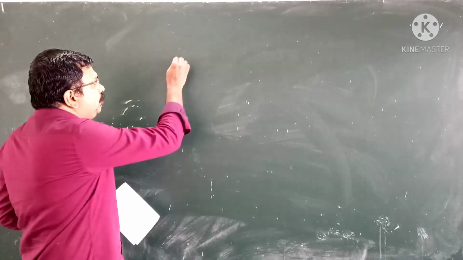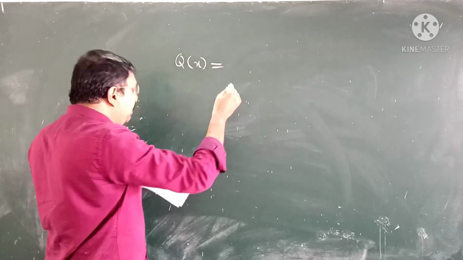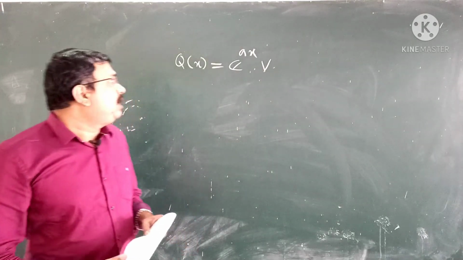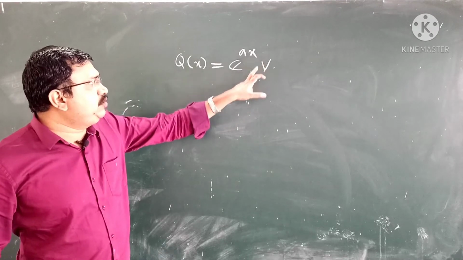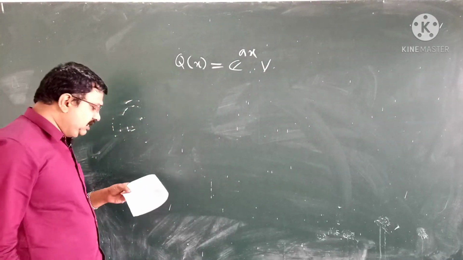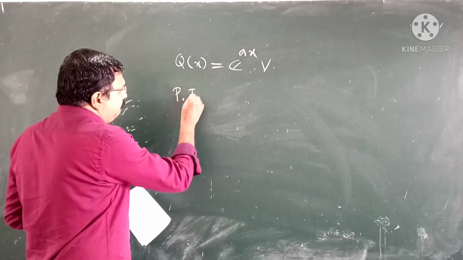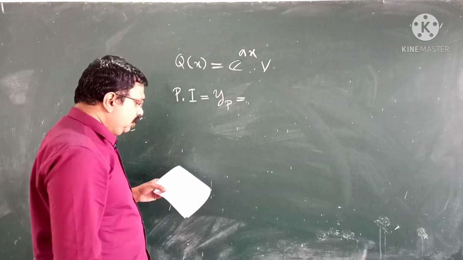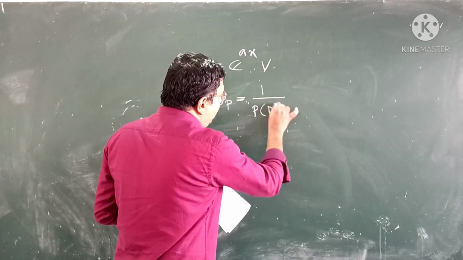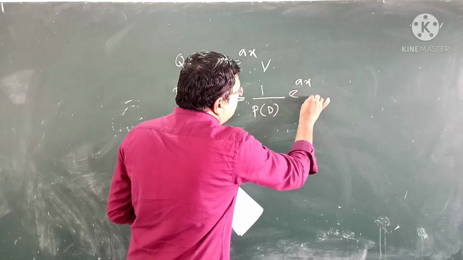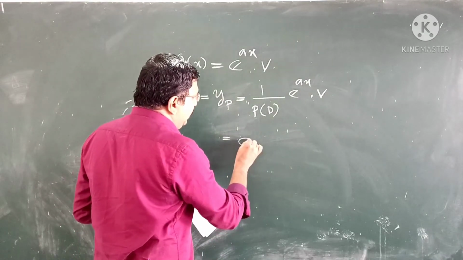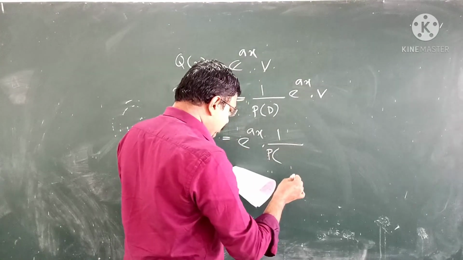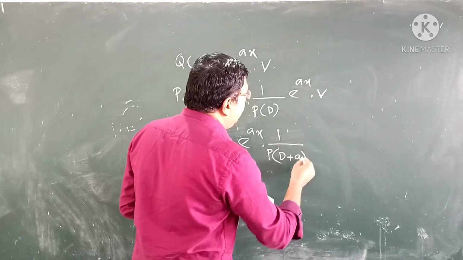When q of x equals e raised to ax into v, where v is a function of x, in this case the particular integral, yp, is equal to 1 by p of D into e raised to ax into v, that is equal to e raised to ax into 1 by p of (D plus a) into v.